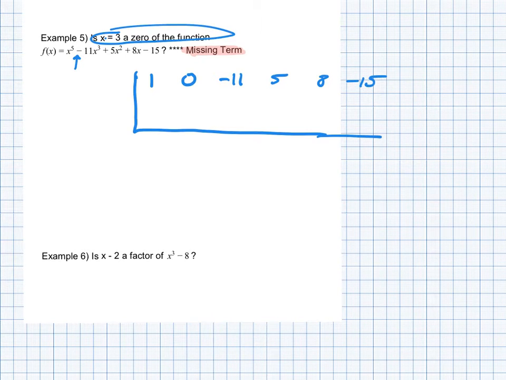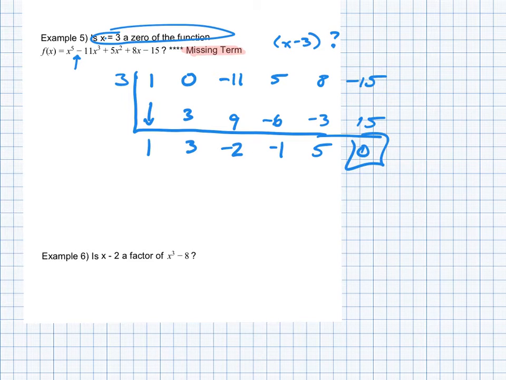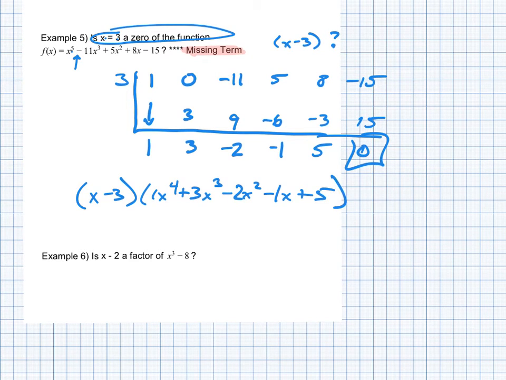I want to know if x equals 3 is a 0, so I will put 3 out here, meaning x minus 3 is the potential factor. Have to use the 0 as a placeholder. Add, multiply, add, multiply, and so on across the row, and we get a 0. So the factored form then would be x minus 3, and this would be, I divided an x to the 5th by an x to the 1st, so I would have 1x to the 4th, 3x cubed, negative 2x squared, negative 1x, and 5 would be the factored form. This polynomial now, we would potentially have to do another division in order to factor it further. We'll save that for another day.